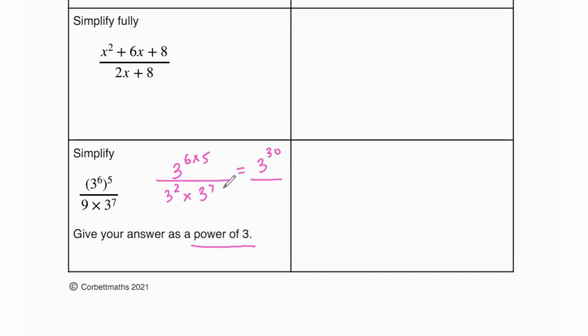When you have similar bases being multiplied, you add the powers. So the denominator is going to be 3 to the power of 2 plus 7, which gives us 3 to the power of 9, so we have 3 to the power of 30 divided by 3 to the power of 9. As we said previously, when we have similar bases being multiplied, we add the powers, so when we have similar bases being divided, we subtract the powers. So it's going to be 30 minus 9, and that's 3 to the power of 21. That is your answer as a power of 3.